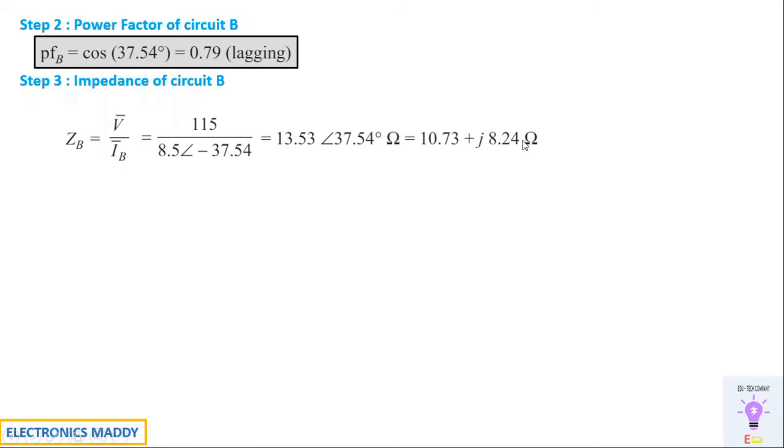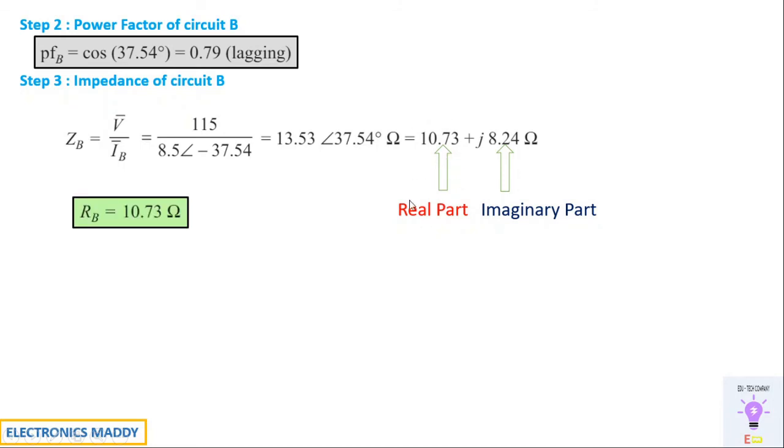Over here now they have asked us to find the real part and imaginary part, that is the resistance and the reactance. So over here it's very clear, the real part is nothing but the resistance with respect to the impedance, and the imaginary part is the reactance.